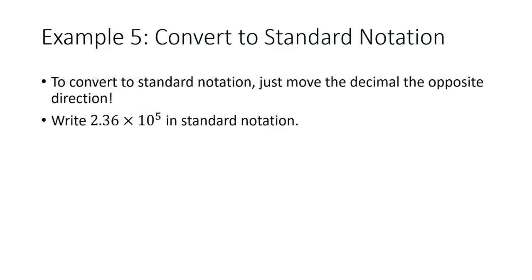If we want to convert to standard notation, we just move the decimal in the opposite direction. 2.36. We want to move 5 places to the right. 1, 2, 3, 4, 5. And then we're just going to fill in any empty space with zeros. And so this is 236,000.